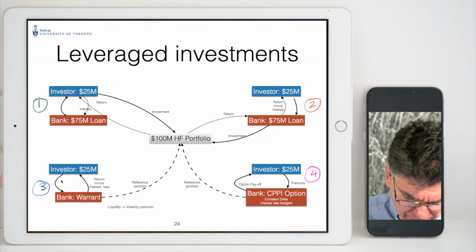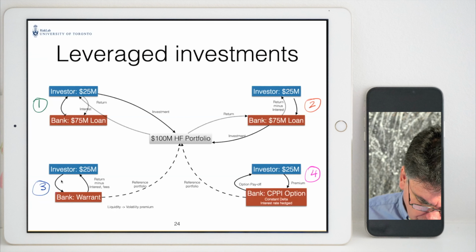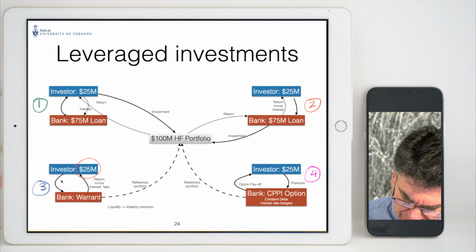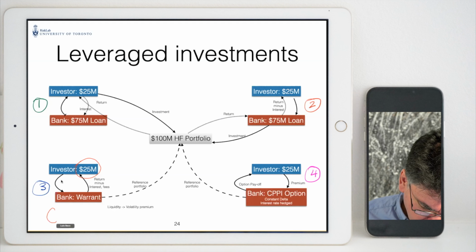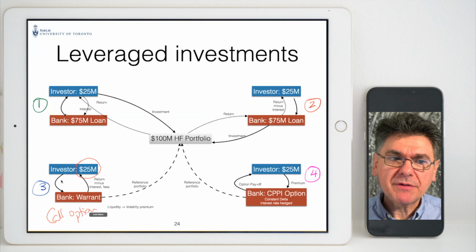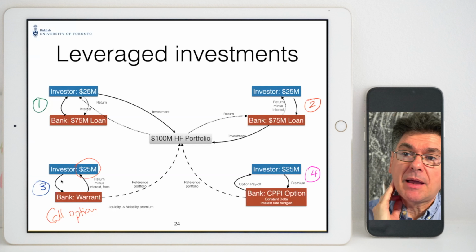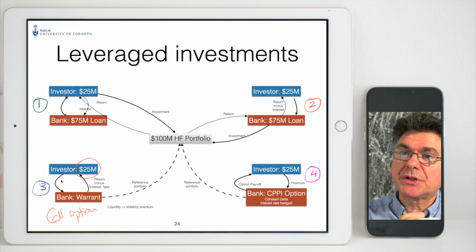Let me now go to part 3. In part 3, you have your 25,000, and the bank doesn't put any money. See, there's no money here. What the bank does is issue a warrant. A warrant is an option, it's a call option, which says, we're going to invest 100 million, you owe me 75, everything you make above 75 is for you, but the first 75 is theirs. That's the way they protect their investment.